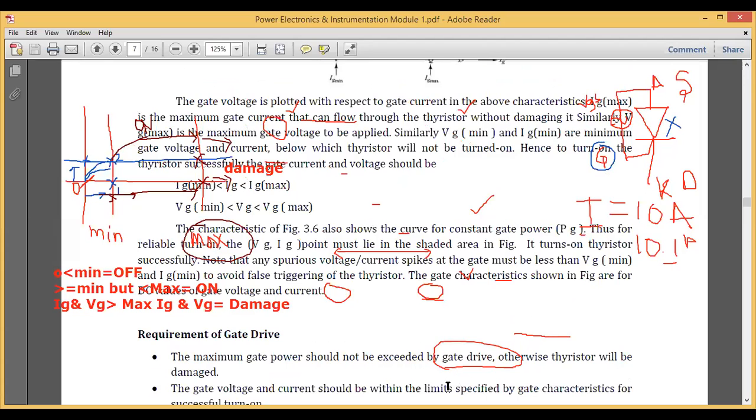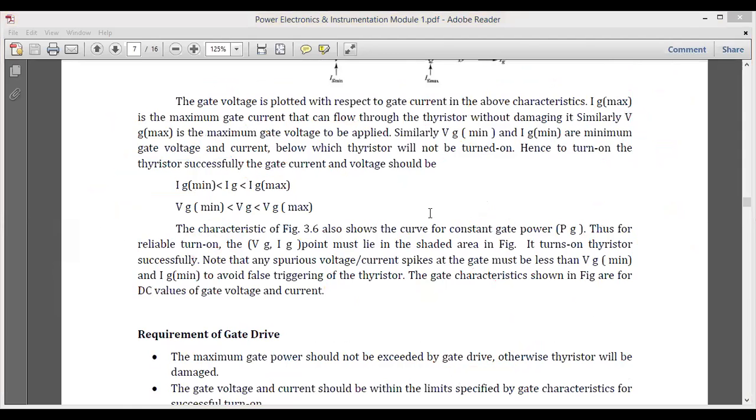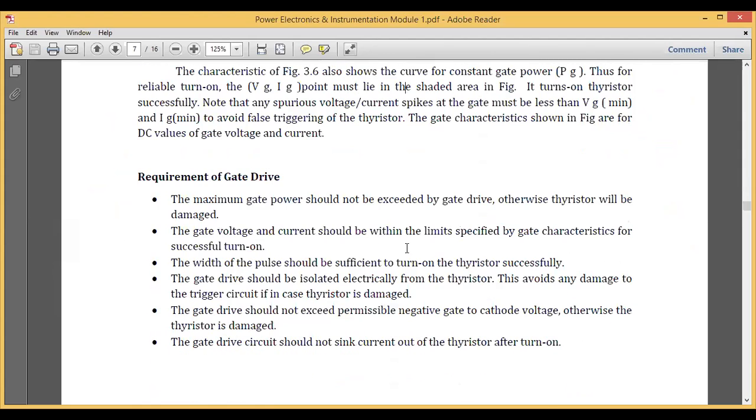With respect to this gate characteristics of SCR, we have some very important requirements which we should consider from the example point of view. The requirements of the gate drive say that the maximum gate power should not be exceeded by the gate drive, otherwise your thyristor will be damaged. This is the first point. The second point says that the gate voltage and the current should be within the limits specified by the gate characteristics for the successful turn on. That is what I just said, those three conditions.